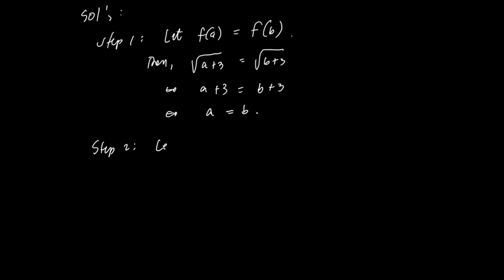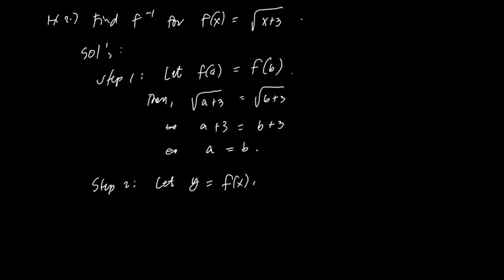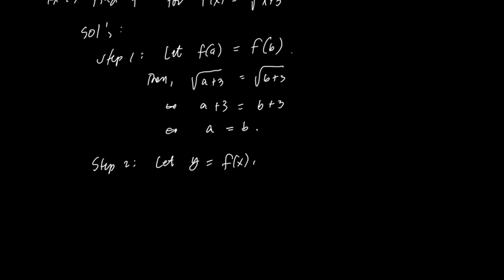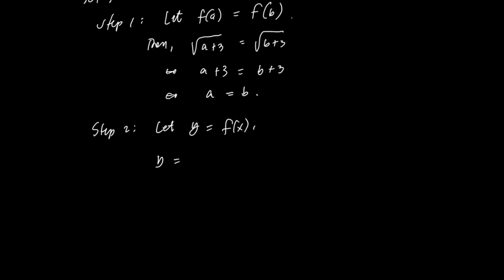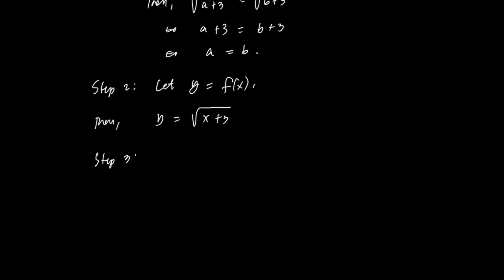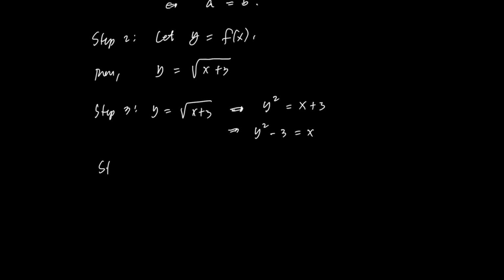Step 2, let y equal f of x. So therefore, our f of x equals square root of x plus 3 becomes y equals square root of x plus 3. Then step 3, solve for x. So from y equals square root of x plus 3, this implies that y squared, by squaring both sides, equals x plus 3. Then we have y squared minus 3 equals x.